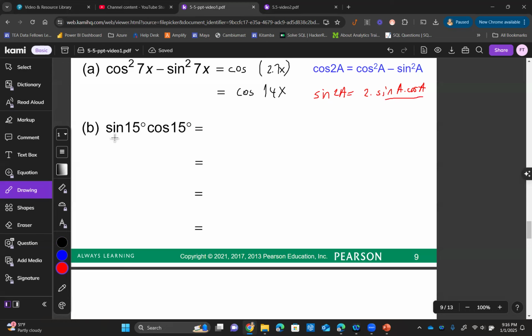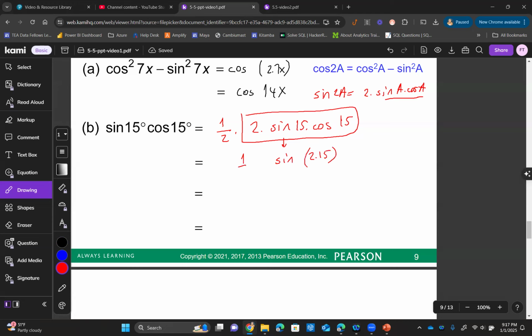So what we can do is write this part as 1/2 times 2 times sine 15 times cosine 15. In real life, I'm not changing anything because 1/2 and 2, when we multiply them, cancel each other. But when I add this extra part, 1/2 times 2, I am now making this part look like the double angle formula for sine. So this is the exact same thing as sine of 2 times 15.